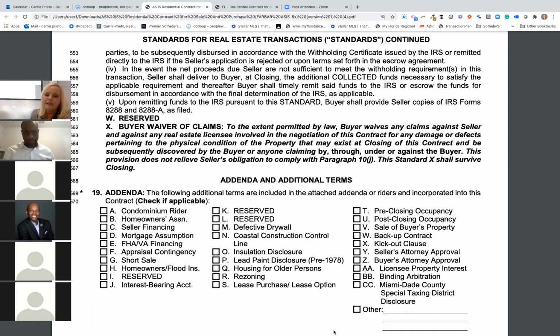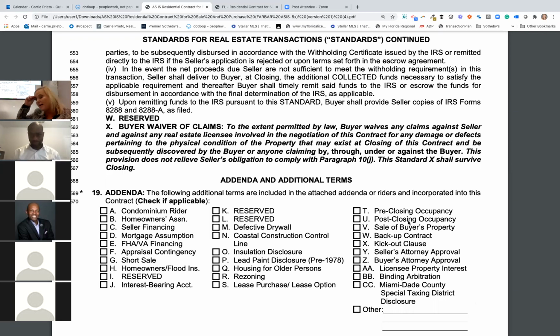Yep, licensee personal interest. Okay, and listen, post and pre-closing occupancy, there's a reason there are addenda here, guys. This can get very complicated and a lot of liability. By the way, I hate all post and pre-occupancy.